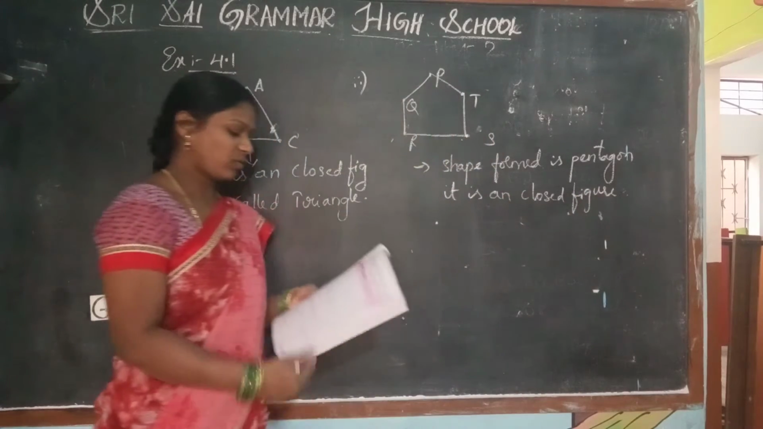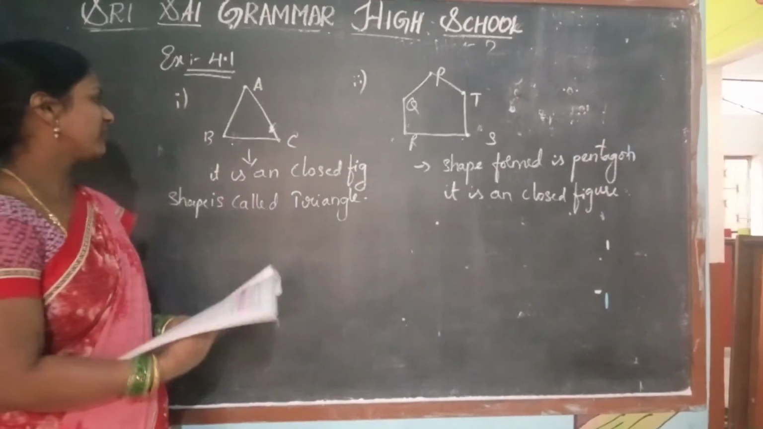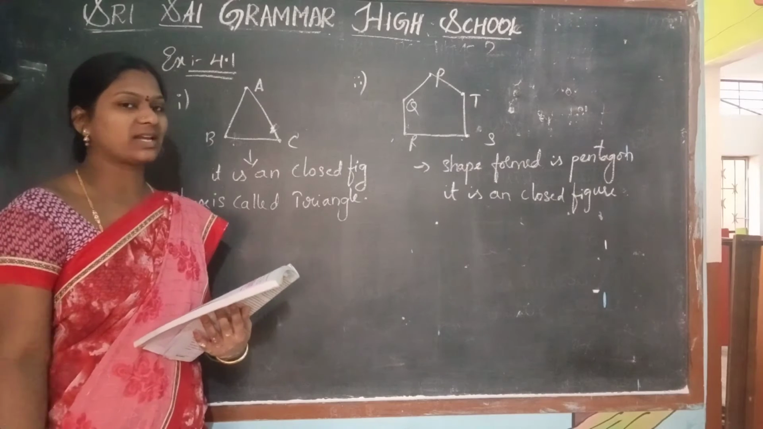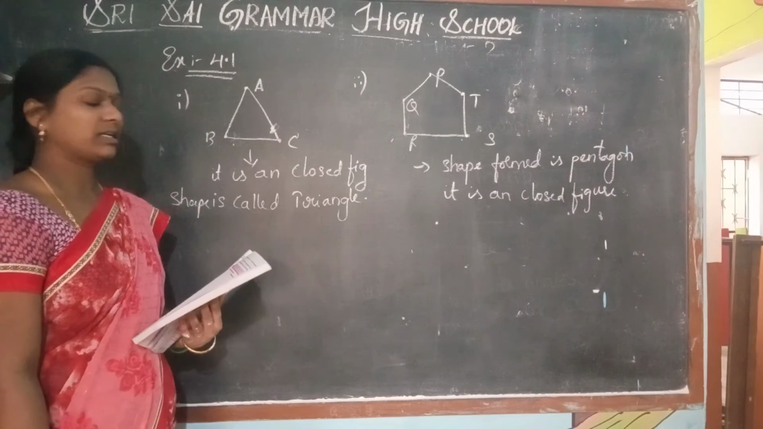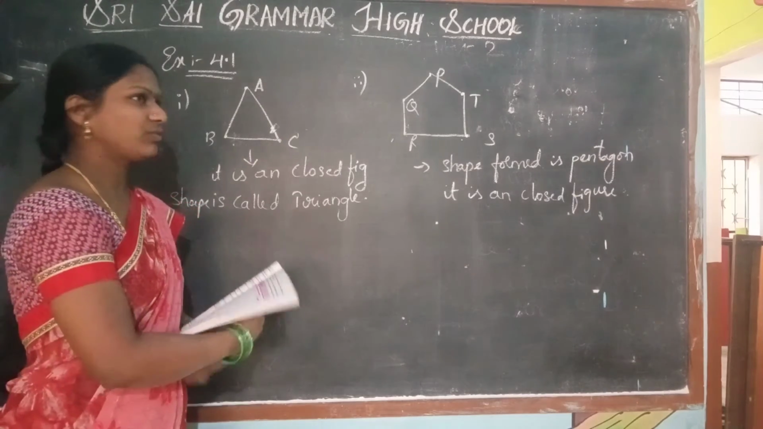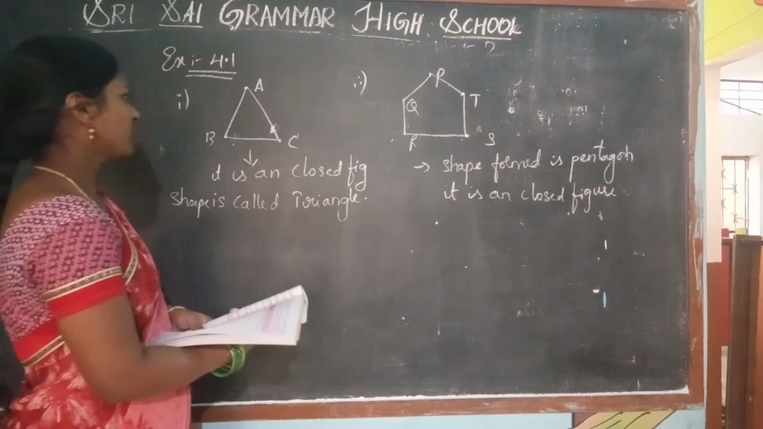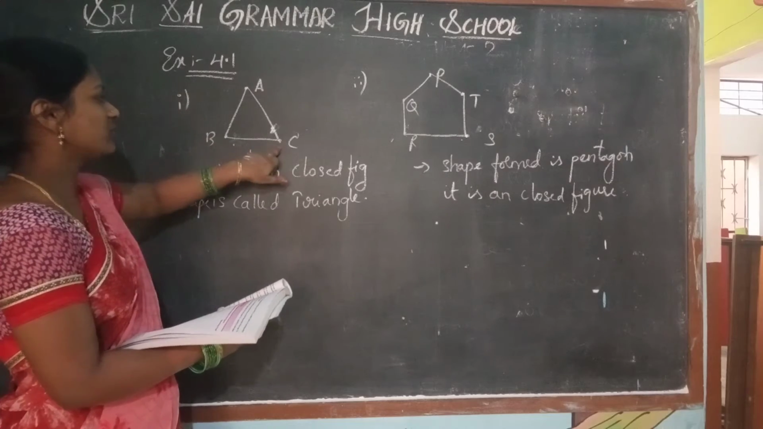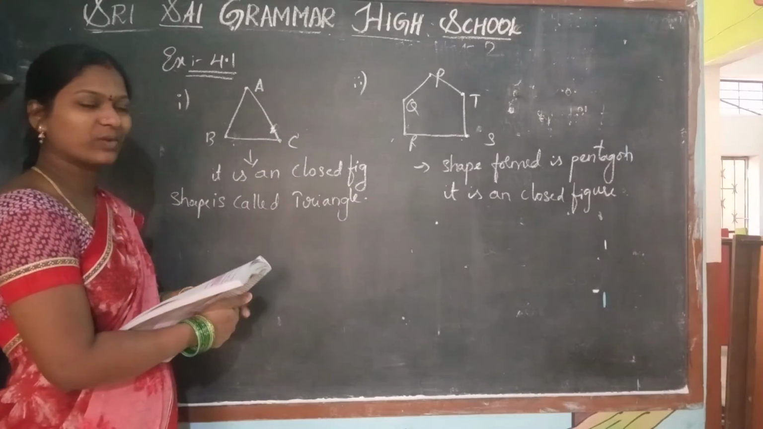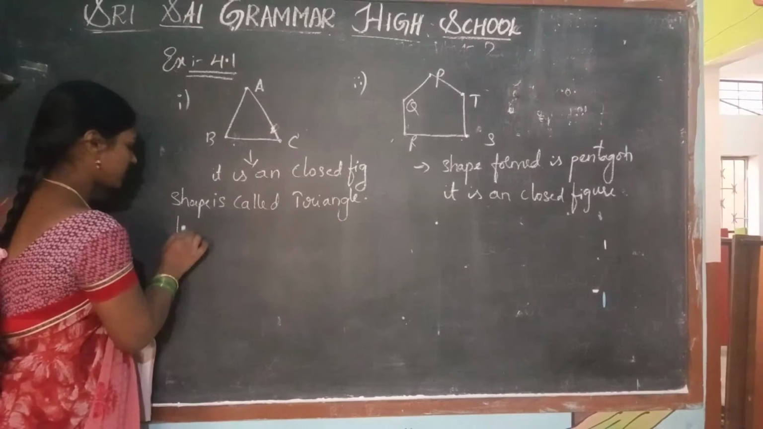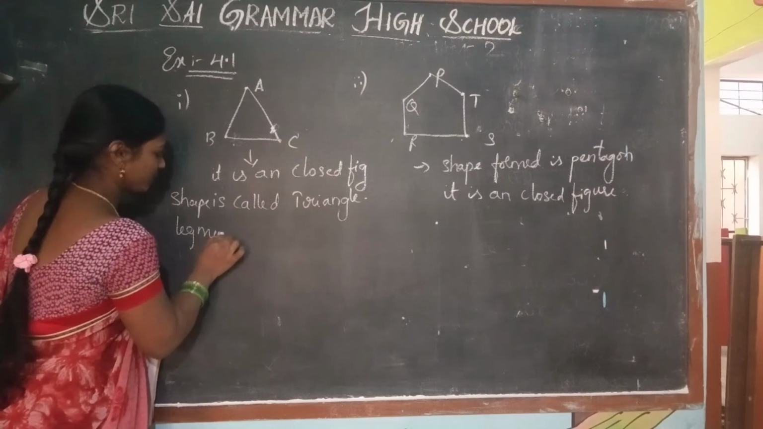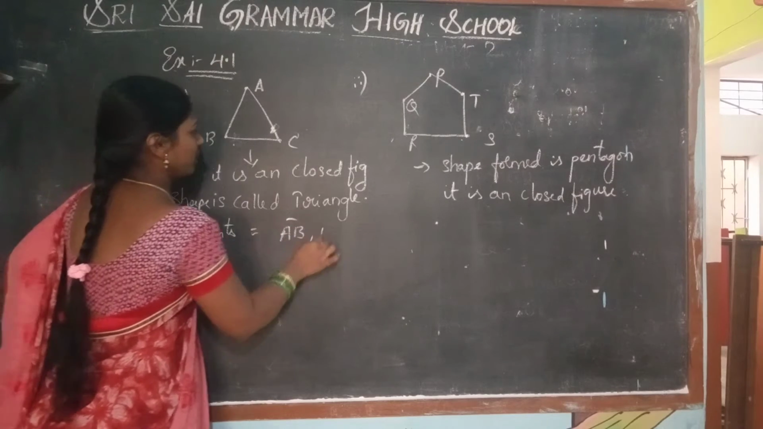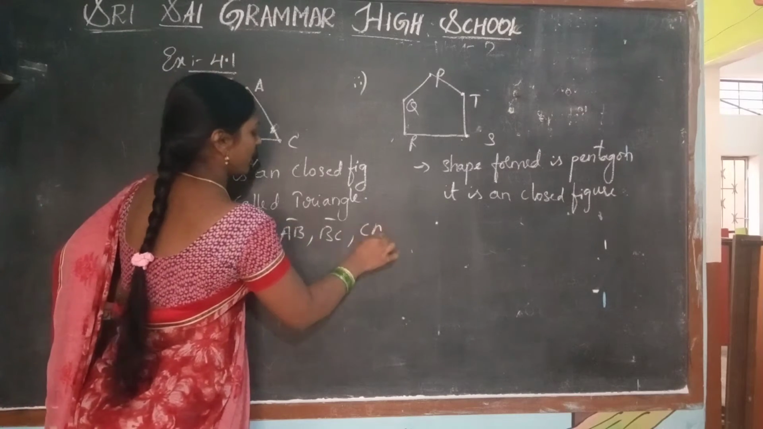Now, understood the line segments formed. How many line segments are formed? We have learned line segments and also lines, and how the corners are represented. Everything we have learned in the previous classes. So what are the line segments here? A to B is one line segment, B to C is one line segment, and C to A is one line segment. Represent like this: line segments are A to B, B to C, C to A.